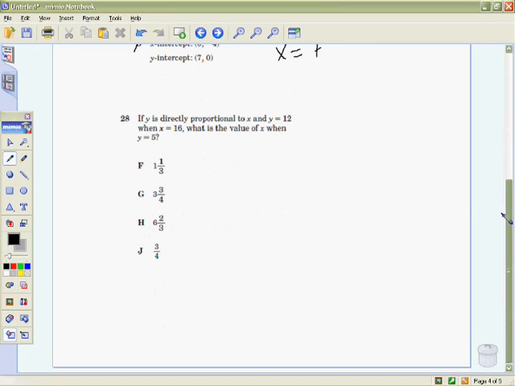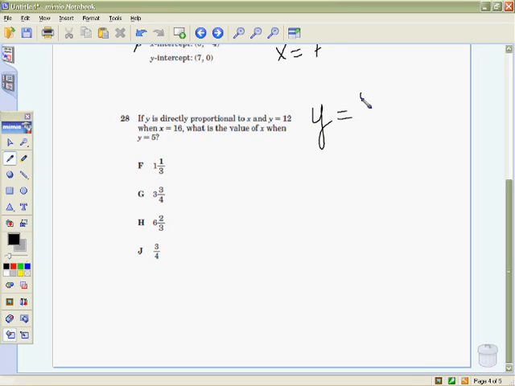Number 28. No calculator tricks here, just something you need to know and take notes of. And remember, if y is directly proportional to x, if y is directly proportional to x and y equals 12 when x equals 16, what is the value of x when y is 5? Well, it all sounds very confusing, but you need to know this relationship.